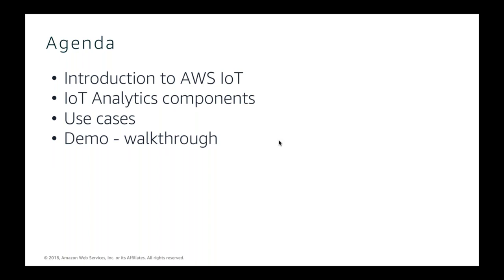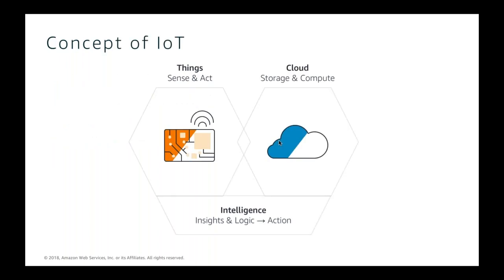Okay, so let's move on. Before we talk about the IoT services, let's try and understand, conceptually, how we think of IoT. From our perspective, we see three pillars to IoT use cases or IoT workloads. On one end, we have things. These are the actual physical things such as sensors, actuators, the devices which are out in the field or in customers' homes. On the other end, you have cloud.